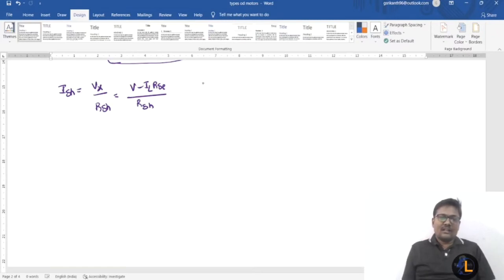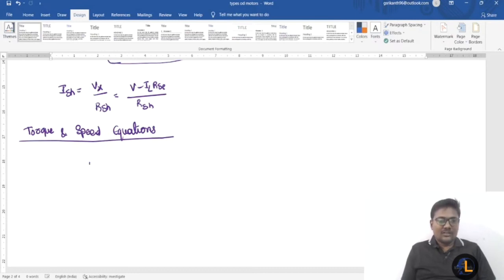So this is a derivation of formulas of DC compound motor having two types of connections. One is long shunt connection and another one is short shunt connection. And the next one is torque and speed equations. Torque and speed equations. So torque, armature torque TA, is equal to 0.159 into phi Z into IA into P by A.